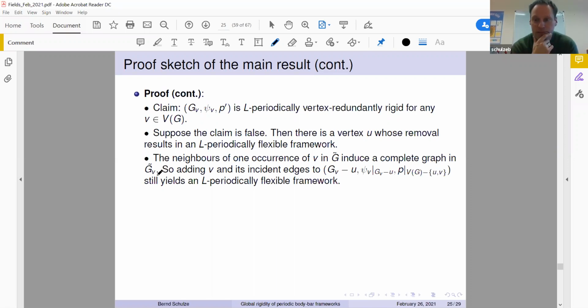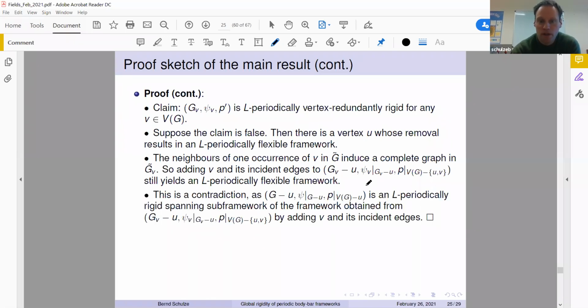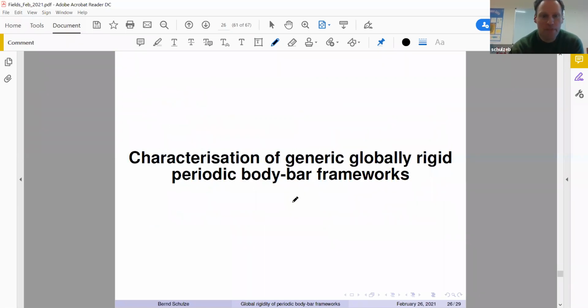We have added all the edges among the neighbors of V, and of course vertices in the same vertex orbit are connected automatically because of the fixed lattice. So that means that if we add V to GV minus U, then it's still flexible. Okay, because the neighbors of V here already form a complete graph. Okay, but this is a contradiction because, of course, G minus U is a rigid spanning subgraph of GV minus U plus V. Okay, so this gives you then the contradiction. Okay, so this is the sketch of this somewhat technical proof, but this is the main result, right?